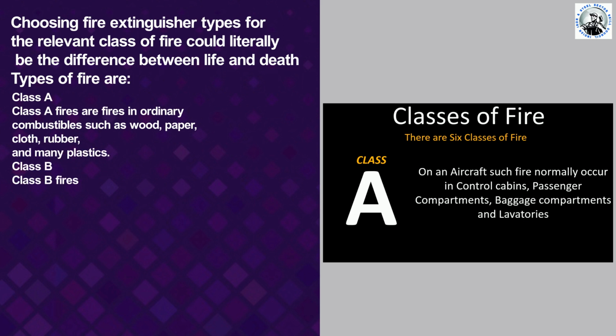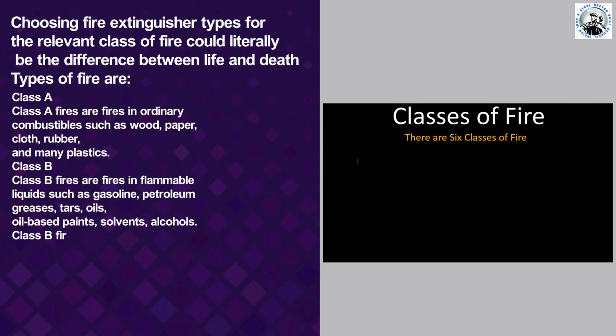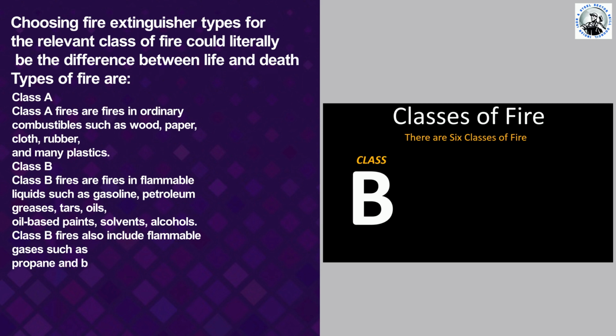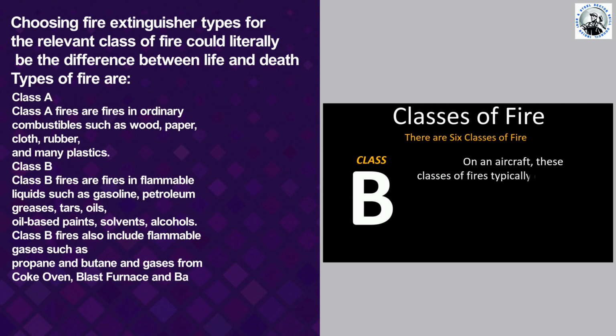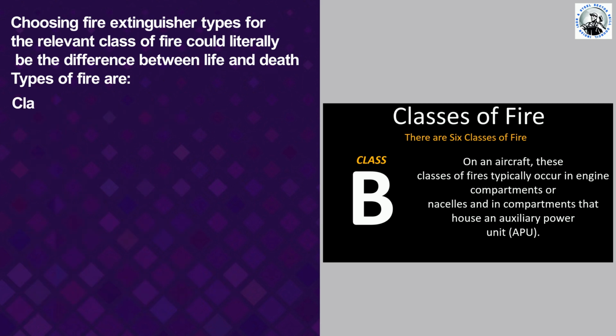Class B. Class B fires are fires in flammable liquids such as gasoline, petroleum, grease, tar, oils, oil-based paints, solvents and alcohols. Class B fires also include flammable gases such as propane and butane and gases from coke oven, blast furnace and basic oxygen furnace, mixed gases used under firing of coke ovens, hot blast stoves and reheating furnaces in hot rolling mills.